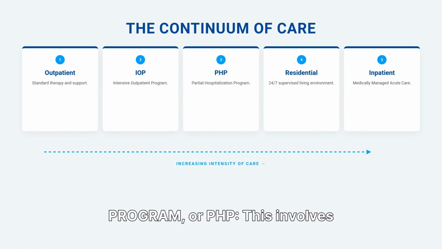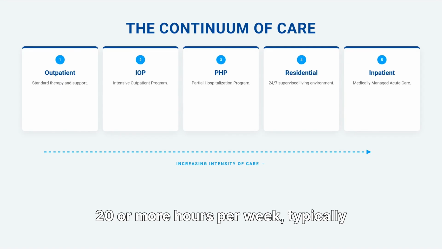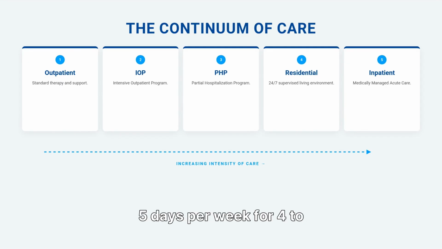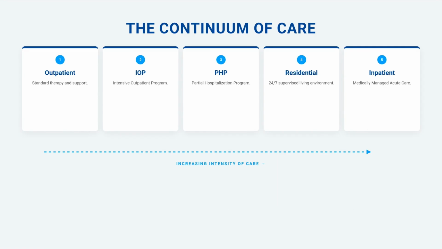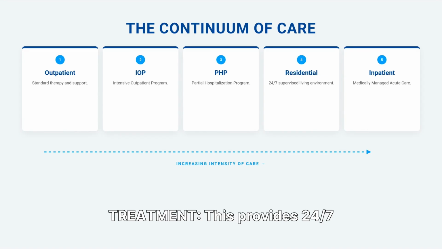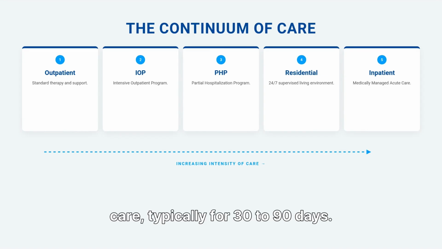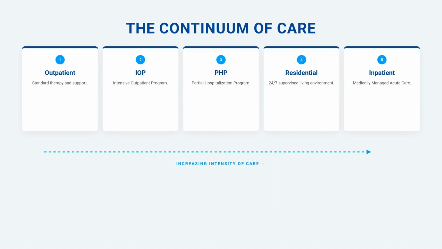Partial hospitalization program, or PHP. This involves 20 or more hours per week, typically 5 days per week for 4 to 6 hours each day. It is best for patients with severe substance use disorder who need daily monitoring but are not at immediate medical risk. Residential or inpatient treatment. This provides 24/7 care, typically for 30 to 90 days. It is best for patients with severe substance use disorder, medical complications, or unstable housing.